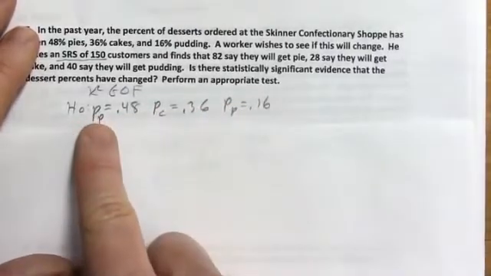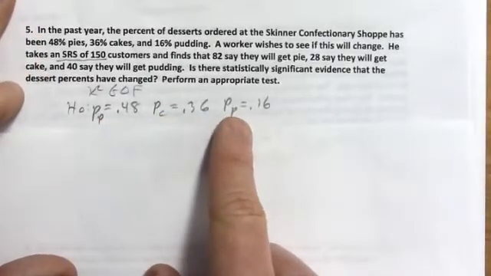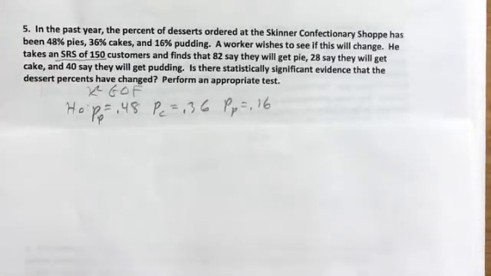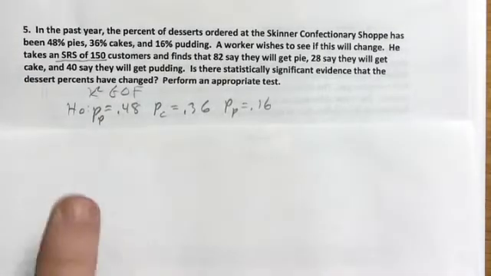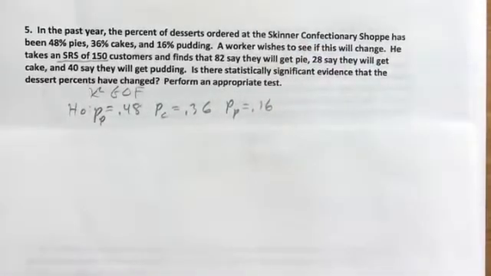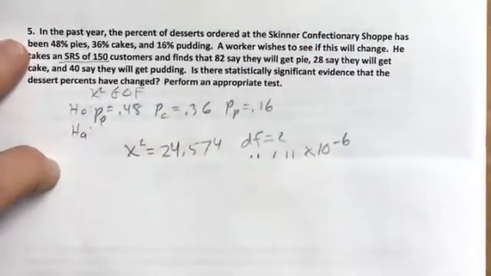And define these. P sub p is the proportion that want pie, P sub c is the proportion that want cake, and P sub p is the proportion that want pudding, for all of the orders at all times at the Skinner confectionery shop, okay? And the alternative, by the way, is that at least one of these is wrong.